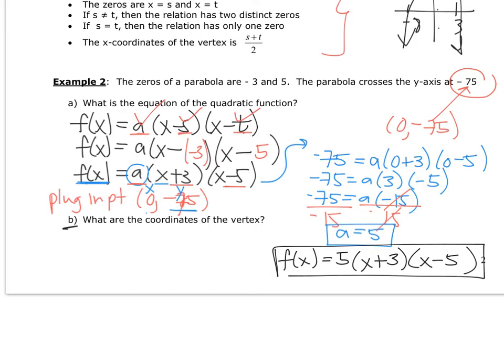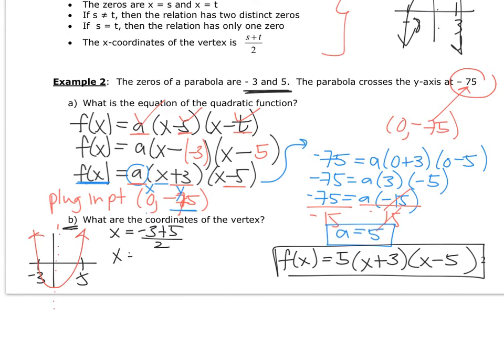The last question, B, now says, what are the coordinates of the vertex? Okay, we can figure this out. Our x-intercepts are negative 3 and 5. So I've got negative 3 and 5. This parabola is going to open up because, take a look at our a. Our a is positive, so it's going to look something like this. Okay, so let's just find that axis of symmetry, and then we can plug it in. Our axis of symmetry, x equals, just find the average, or the middle point, of those two zeros. So we've got negative 3 plus 5, all divided by 2.